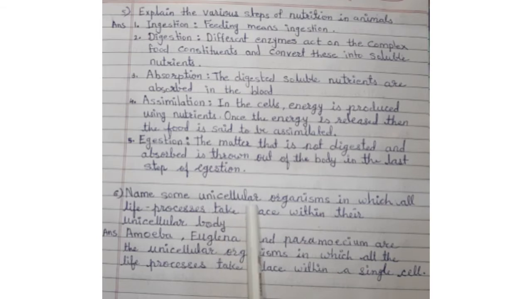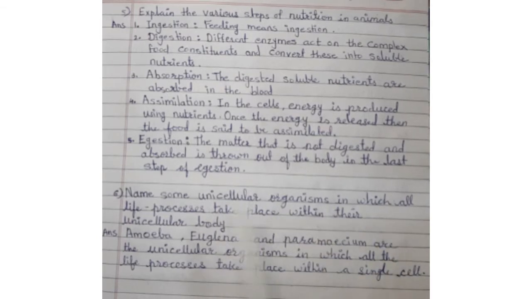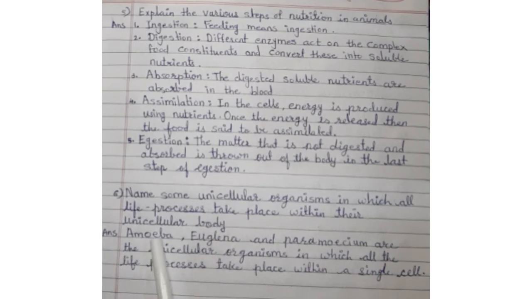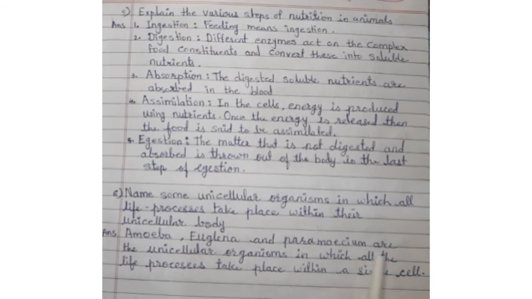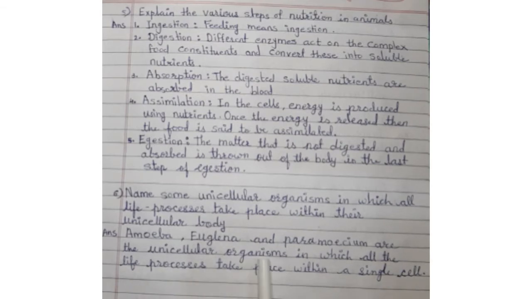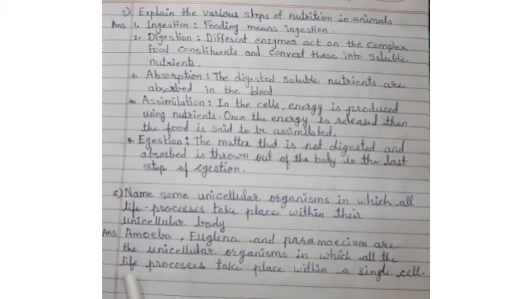Name some unicellular organisms in which all life processes take place within their unicellular body. Answer: Amoeba, Euglena, and Paramecium are the unicellular organisms in which all the life processes take place within a single cell.